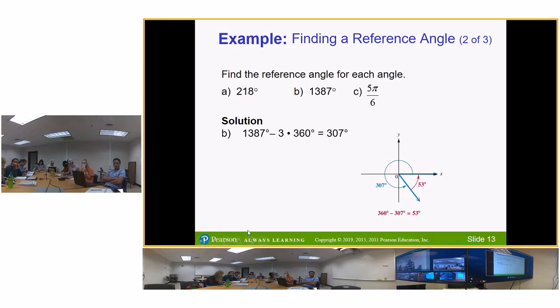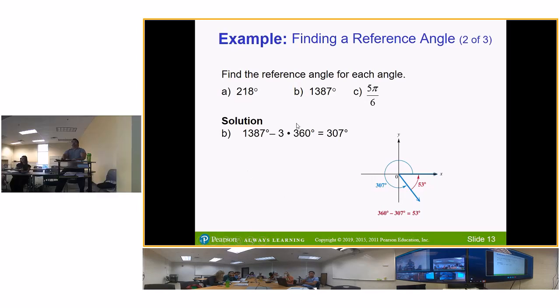Now, they did it differently. What I do is I divide 1387 by 360. So I'm going to write this on the board for you.